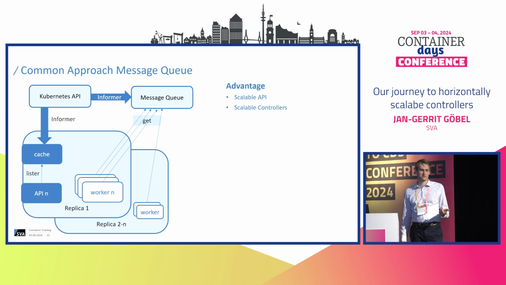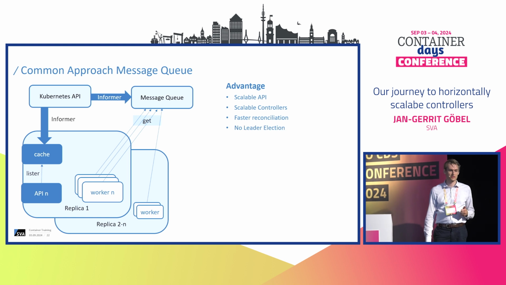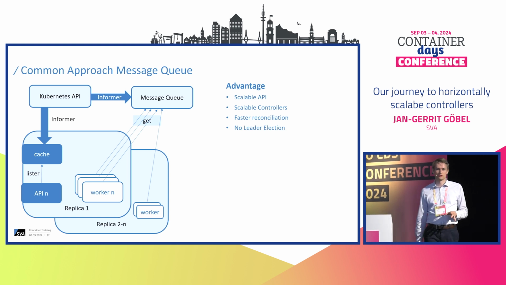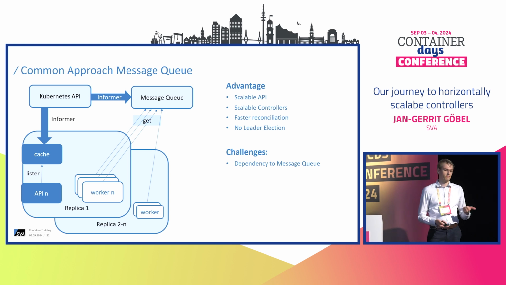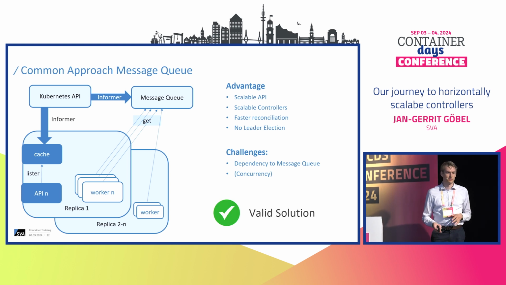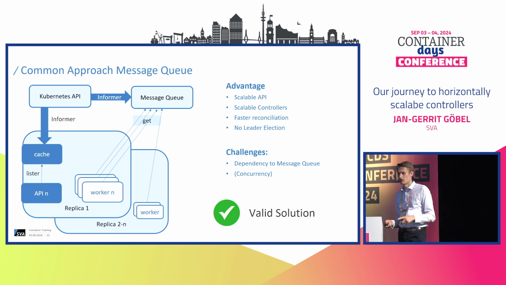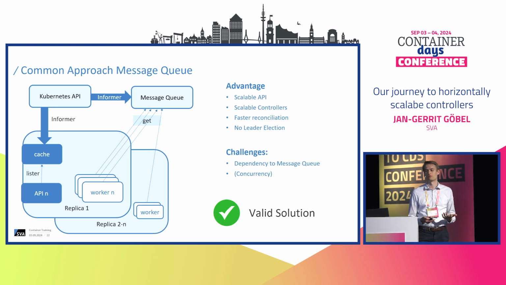The advantage here is a scalable API, scalable controllers this time, and faster reconciliation. We don't have leader election, so we can have multiple replicas running the controllers. The challenge here is we have the dependency, and we might have concurrency issues if the message queue is not implemented correctly. But also, I want to point out, this is a valid solution. We could have just chosen this, but we went a little bit further.